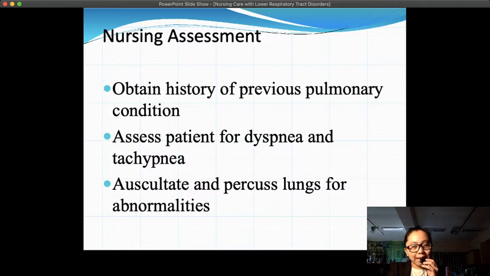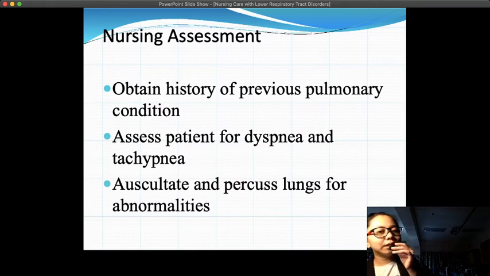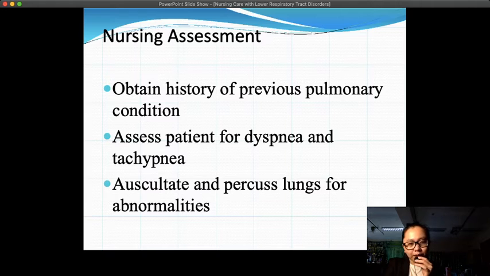Okay, so nursing assessment. Okay, this is our job. We always have to assess. Obtain history of previous pulmonary condition. Assess patient for dyspnea and tachypnea. Auscultate and percuss lungs for abnormality. So, mamay ka, di ba? The difficulty of breathing na yan, it's very fast or tachypnea, wala ka lang. Okay, it should signal that there is something wrong with our patient.